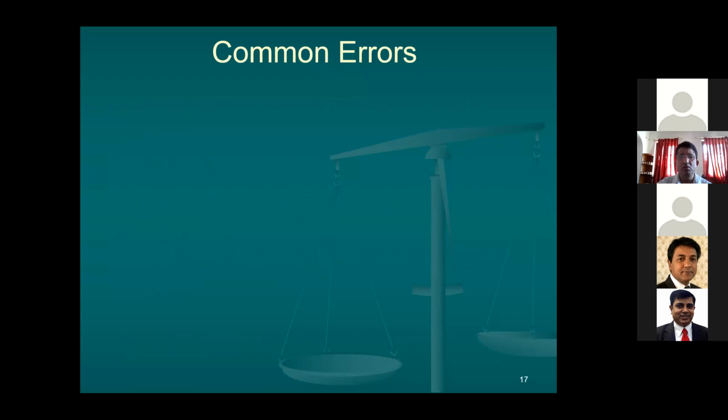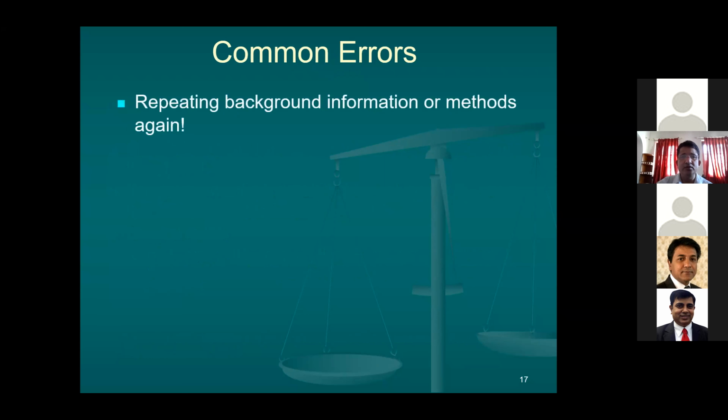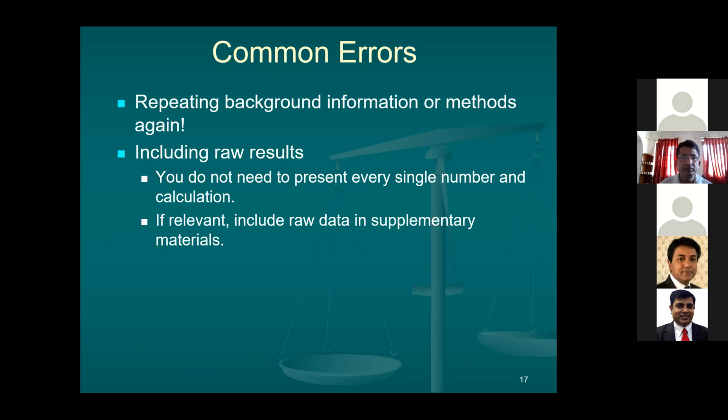Let's go through the common errors which we have encountered over the years while reviewing manuscripts. Repeating background information or methods again. You have already said that information in your materials and methods section and introduction section. Please do not repeat that information again in the result section. Go straight to describing the findings, including raw results.